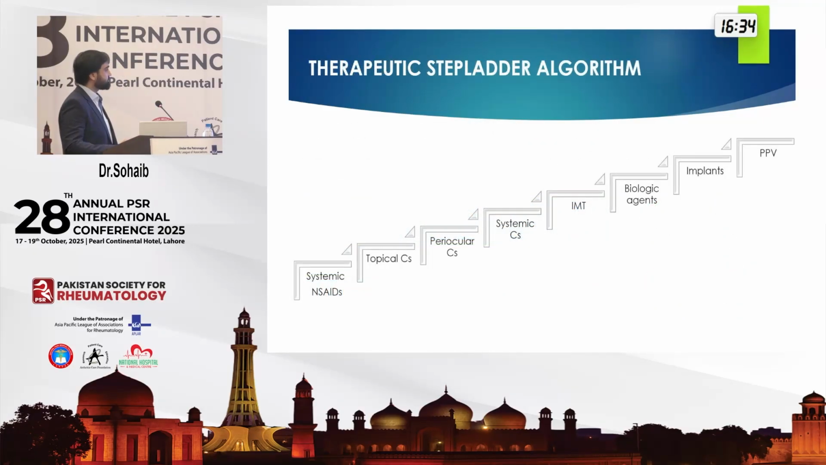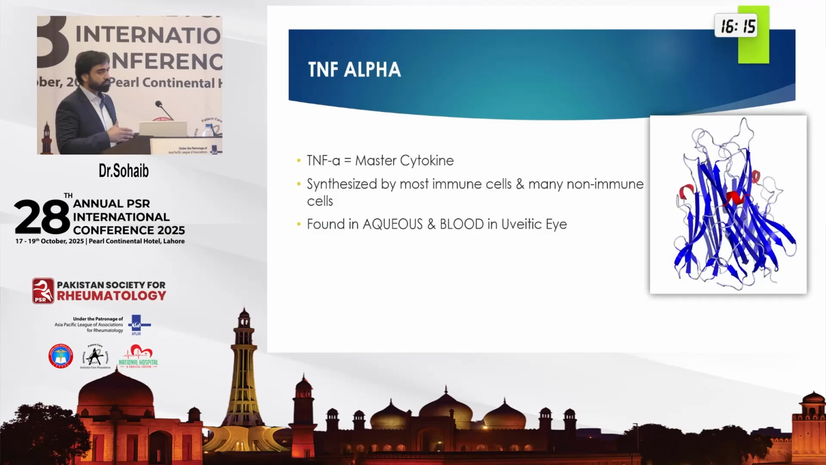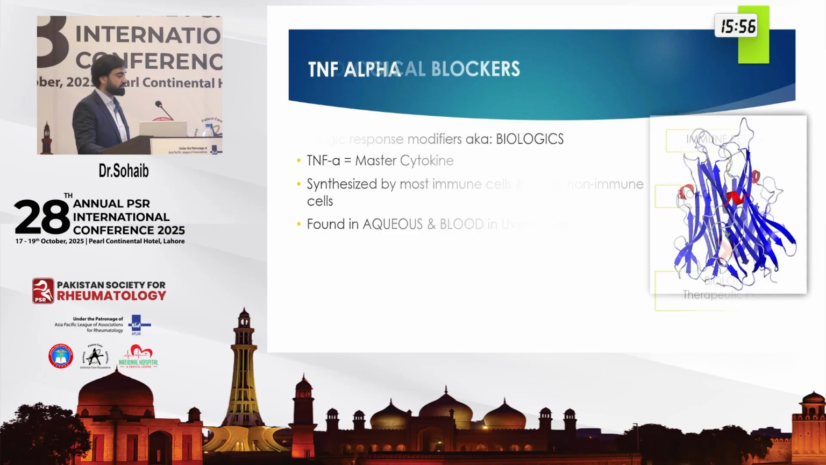Talking about the stepladder algorithm that we adopt in non-infectious autoimmune uveitis, we start with systemic NSAIDs and move up towards surgery. We use biologics somewhere around here, but recently the trends have been changing. Today I'm going to talk about the TNF-alpha inhibitors that we use for autoimmune uveitis. It's a master cytokine, synthesized by many cells, and in a uveitic eye it is found in both the aqueous of the eye and the blood. So it's good to target TNF-alpha if we have a uveitic eye.